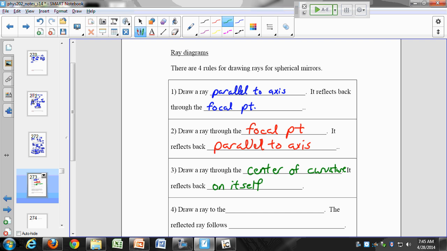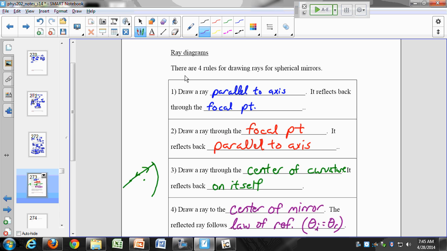I'll give you a little sketch of this. This is my focal point, this is my center of curvature. If I have a ray that comes like that, it's going to reflect back on itself and not bend at all. Then you can also draw a ray to the center of the mirror, and the reflected ray follows the law of reflection, that theta I is equal to theta R.